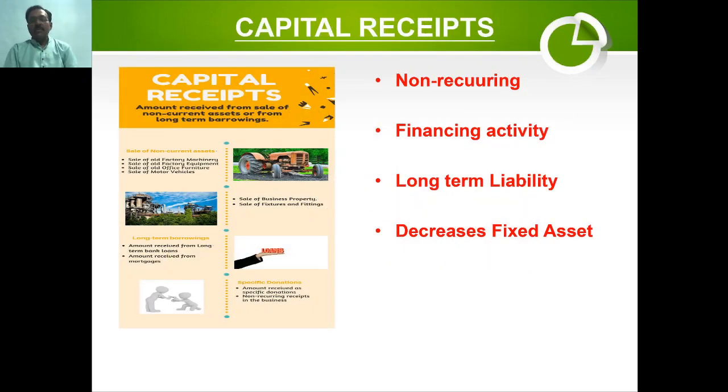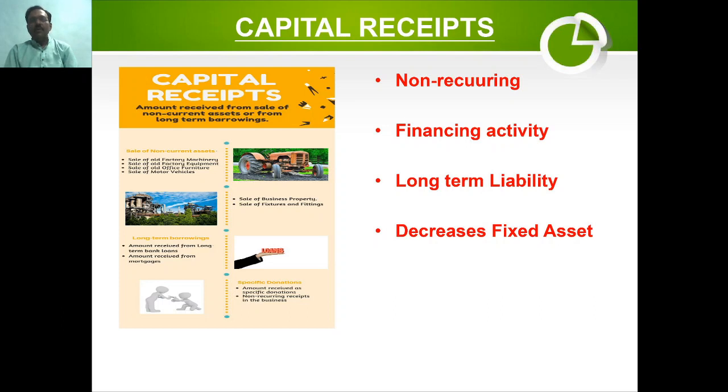Now you can see from the image of capital receipts given. What is a capital receipt? Basically, the examples of capital receipts are amount received from sale of fixed assets or non-current assets or from long-term borrowings. So basically, this is a long-term commitment. It is received for long-term. It creates a long-term liability, or it is from the sale of fixed assets or investment. So it decreases fixed assets.